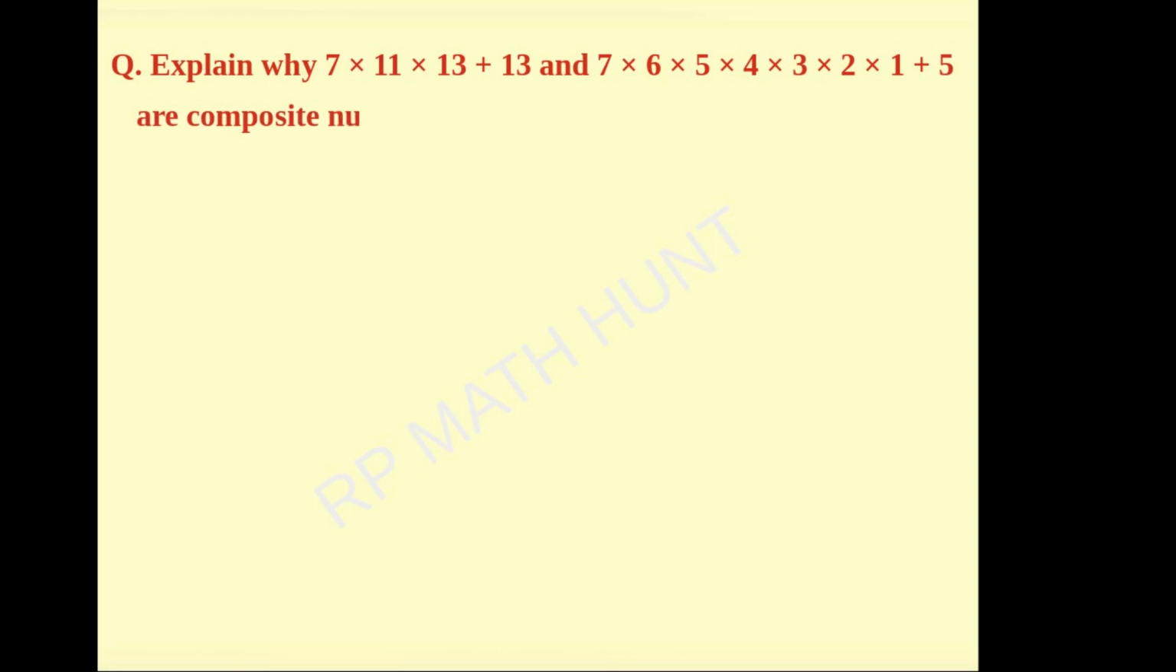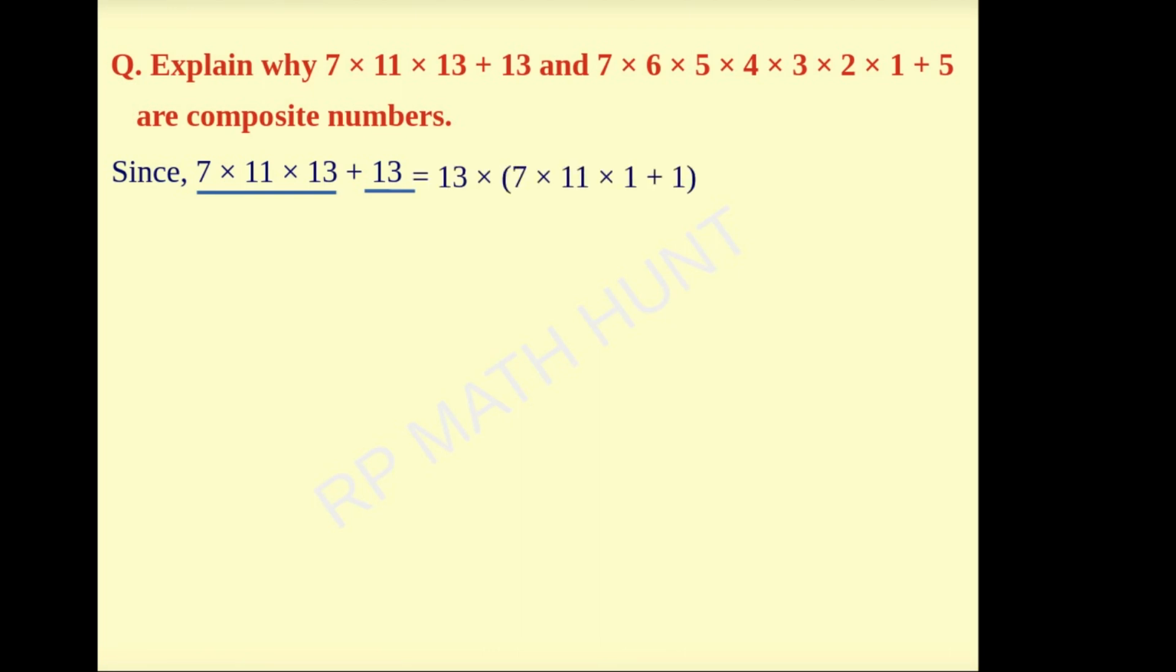Explanation. Explain why 7 into 11 into 13 plus 13 and 7 into 6 into 5 into 4 into 3 into 2 into 1 plus 5 are composite numbers. Since in 7 into 11 into 13 plus 13, 13 is a common term, take 13 common: 13 into 7 into 11 into 1 plus 1, that is 13 into 77 plus 1, which is 13 into 78. Yes, it is a product of numbers other than 1 and itself. It is a composite number.